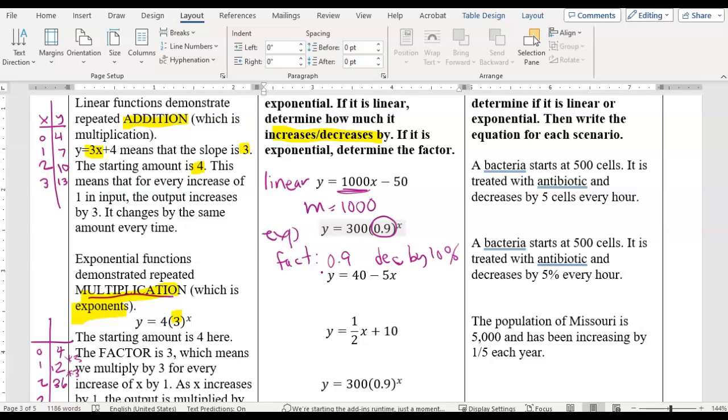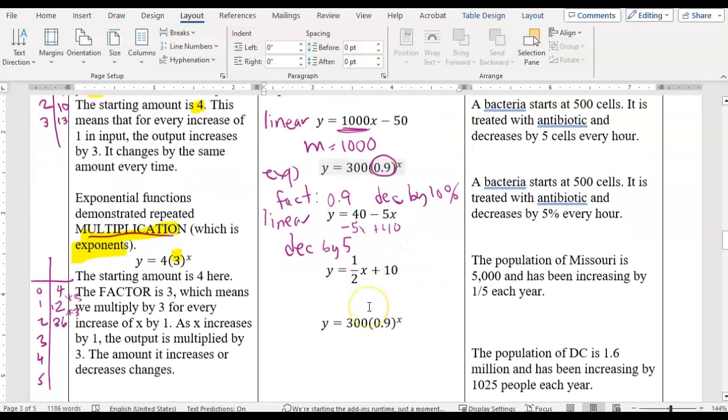Here, even though this is written differently than this one, this is linear. I could rewrite this as negative 5x plus 40 if I want it in slope-intercept form, and that tells me that, yes, this is linear, and it is decreasing by 5 each time, right, because it's a negative 5. And our starting amount is 40.